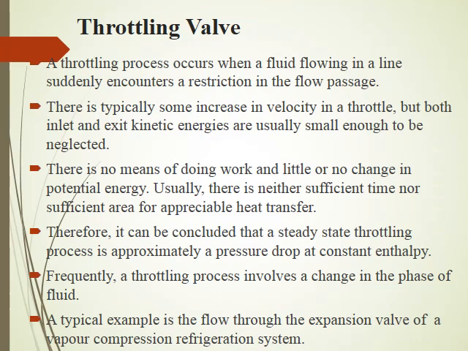Throttling valves are basically flow restricting devices that cause a significant pressure drop in the fluid. Adjustable valves, capillary tubes and porous plugs are familiar examples of throttling valves. In the case of a turbine, the pressure drop is achieved along with work, meaning work is generated because of the drop in pressure. But in the case of a throttling valve, only a pressure drop takes place. There is no work generated.